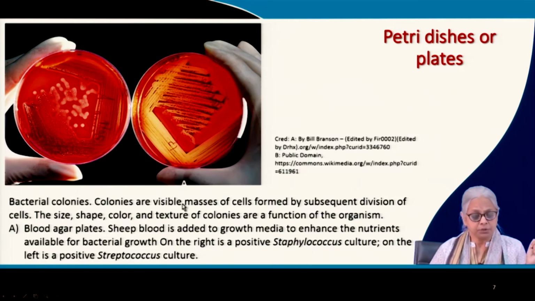So these are examples of bacterial colonies. They will be different in terms of size, shape, color, texture. All these things will be different about different bacterial species. So this is an example of what are called blood agar plates. Sheep blood was added to the growth media to enhance the availability of nutrients. In one case, on the right you have Staphylococcus, and on the left you have Streptococcus cultures. You can see how different the different species of the bacteria are.